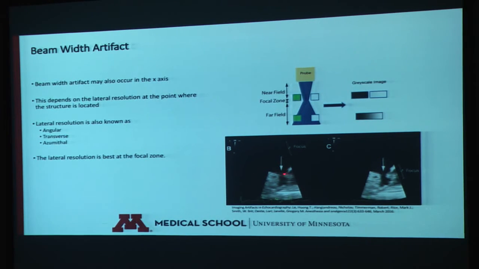So what you end up with here is, if you look here, you might think that there's something in the mouth of the left atrial appendage. But when you bring the focus down to exactly the area that you want to image appropriately, you see that these are two distinct structures and there's nothing actually in between them. So that's an improvement in the lateral resolution at that point.